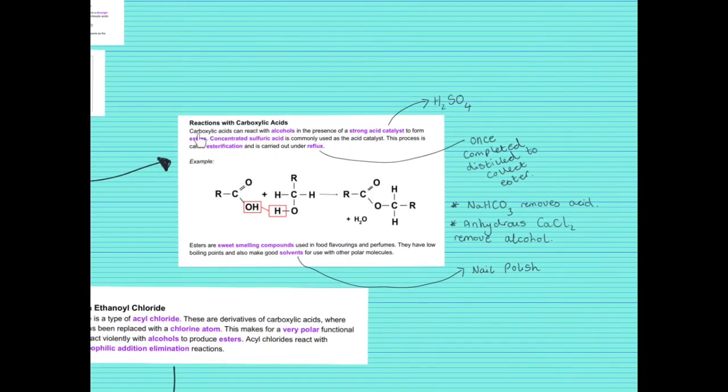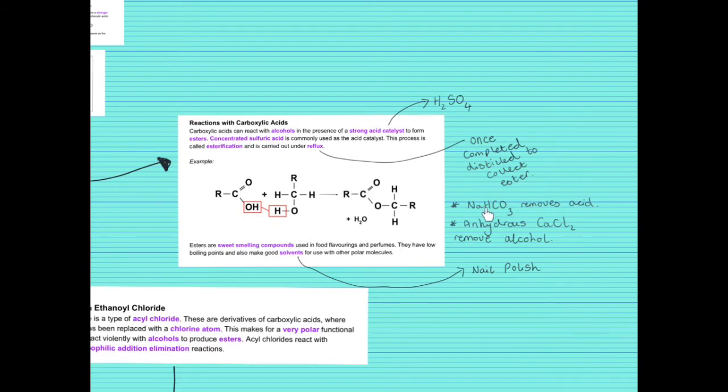So carboxylic acids can react with alcohols in the presence of a strong catalyst, normally sulfuric acid. And then you reflux it. Once completed, distil to convert to an ester. So reflux is when it's taken, when it's going. Okay, it's the OH from the carboxylic acid and the H from the alcohol that bond together to make an ester.